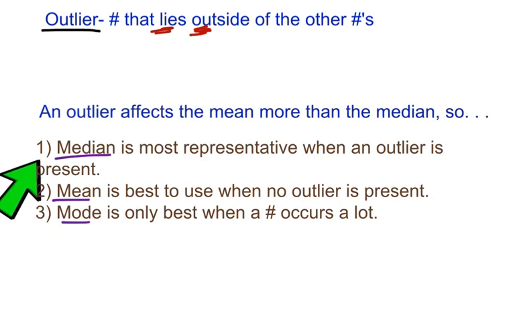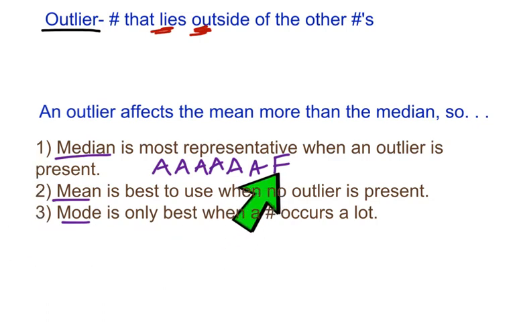So think back to the example. If you're making all A's and then on one test you bomb and get an F, that F can really drag down your average, especially if it's a low F, right? Or if you get a 0. So that's not going to be representative. Your average won't be representative of how good of a student you are.